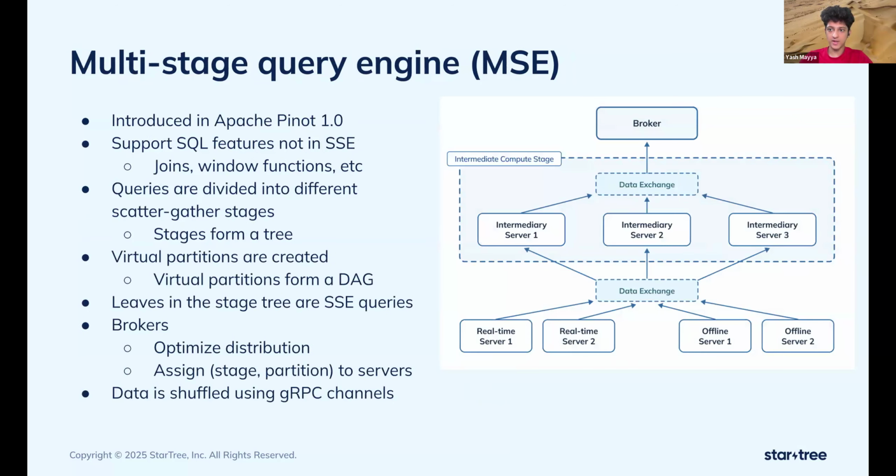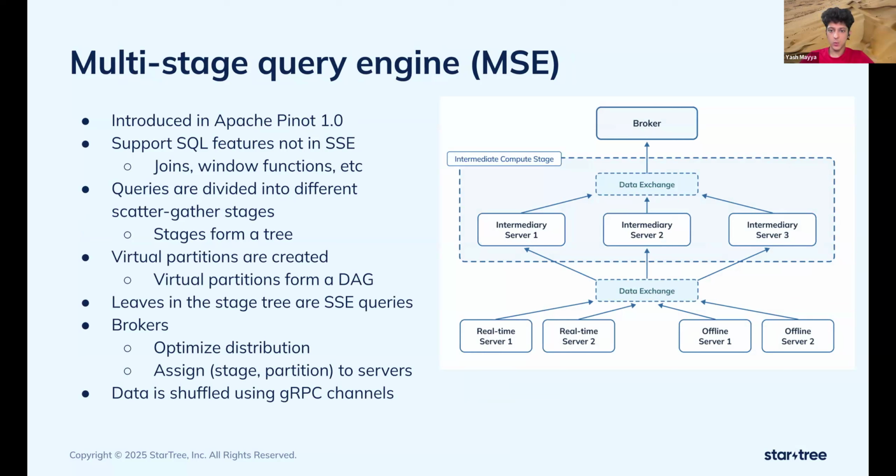The multi-stage query engine was introduced to Pinot in Apache Pinot 1.0 a couple of years ago, primarily to support query time joins. It also added support for the full gamut of SQL functionality, including window functions, subqueries, common table expressions, and so much more.